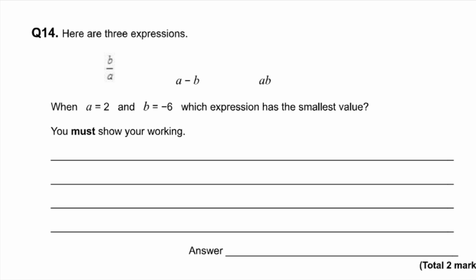When a is 2 and b is minus 6, which expression has the smallest value? Okay, well, if a is 2, it's going here, it's going here, and it's going here. And if b is minus 6, it's going here, it's going here, it's going here. Let's work out the value of those 3 expressions then. So b over a, that's going to be negative 6 divided by 2, subbing in for a and b.